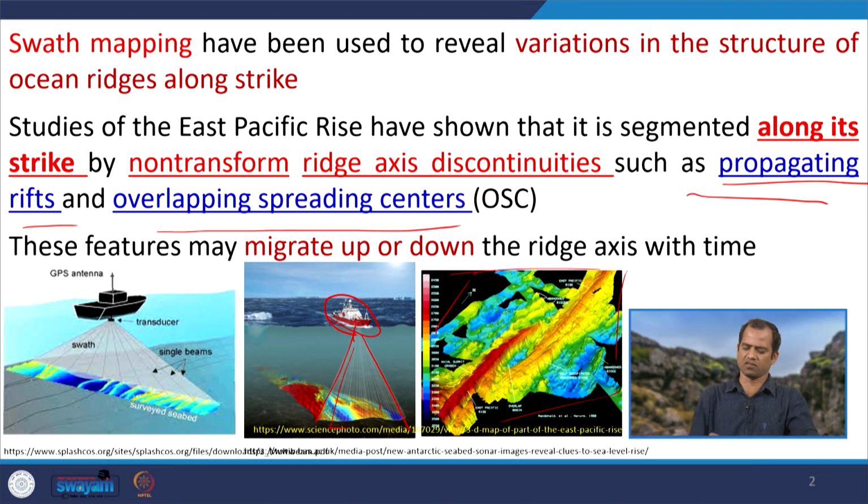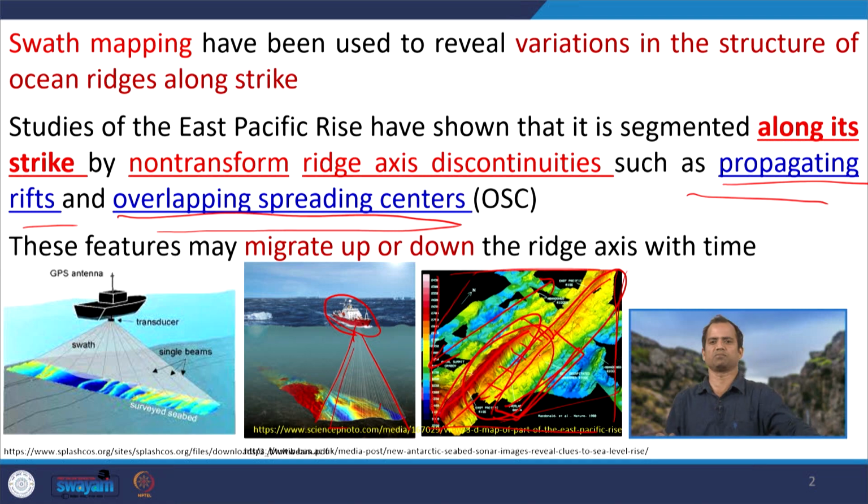If you see this figure, this is the digital elevation model of the East Pacific ridge. Here you can see the direction of the ridge, and one segment is here, another segment of the ridge is here, and in between there is a gap, and this portion is the overlapping portion. So, this is the overlapping spreading center. That means we have spreading from here, we have spreading from here, and this part is overlapping, and this is called overlapping spreading center.